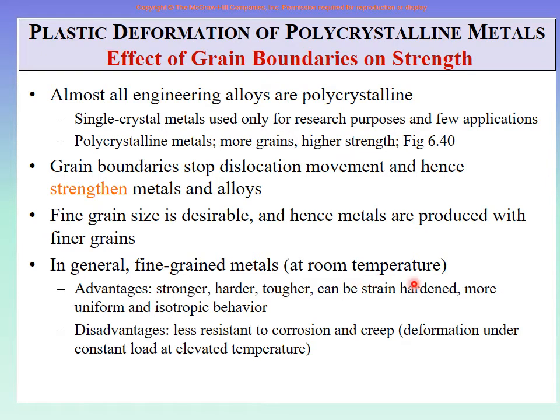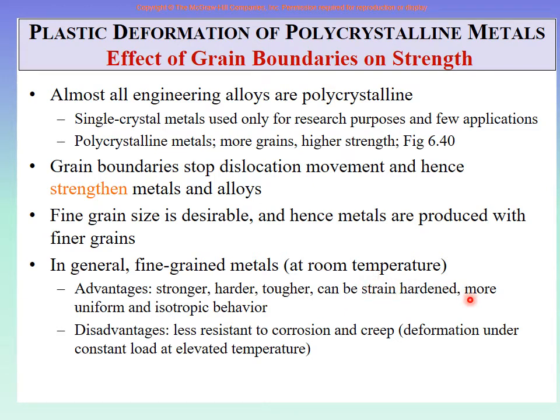Also, they can be strain hardened. Remember, when we were discussing the stress strain curve, there was an area between yield strength and ultimate strength, which we called a strain hardening area, where if you do plastic deformation and remove the load and then use the material again, its strength is increased. So materials with fine grain can also be strain hardened.